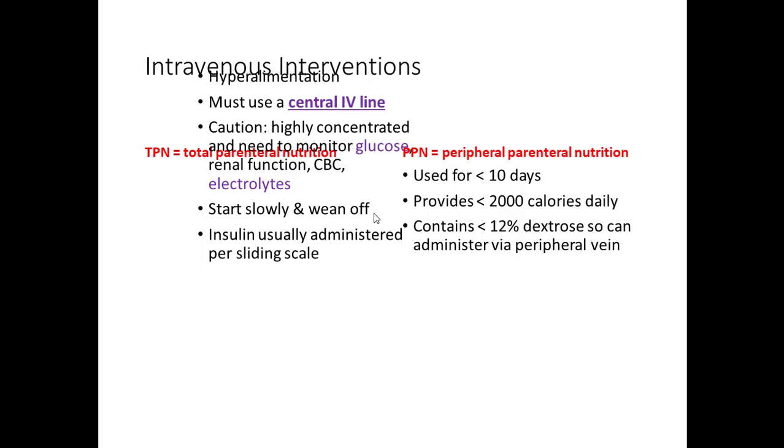They get the formula that each patient needs based on weight, based on their albumin levels, based on a lot of other things. They put this formula together and mix up the TPN.